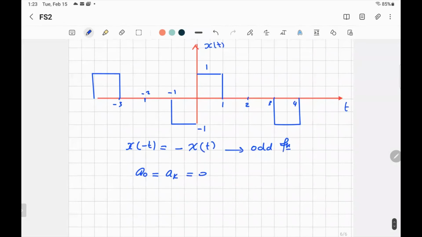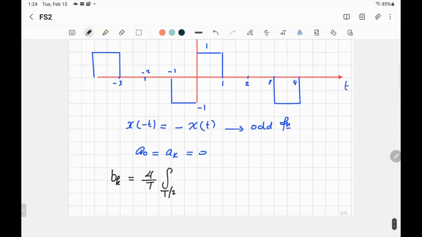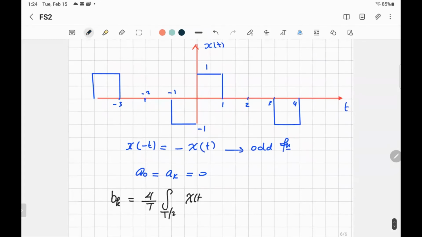More than that, for the term BK, you are not going to integrate it over the entire period. It's going to be over only half period. Well, what's happening in BK in odd? Let me write the formula as it is. When it's odd, BK is equal to 4/T. Remember, it was 2/T in the general case. Over half period, not the whole period: X of t sine k omega naught t dt.